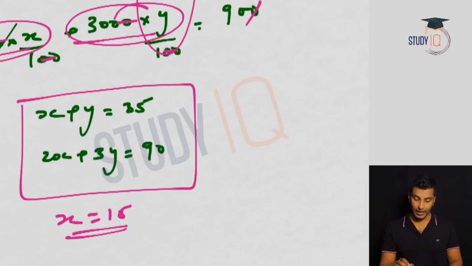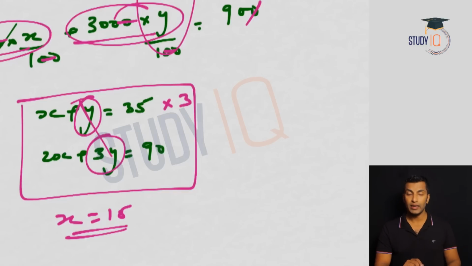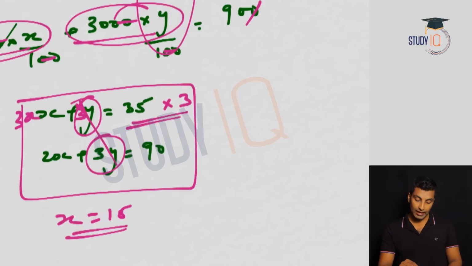You will go for elimination, right? So what you need to do is eliminate Y. How can you eliminate Y? Just multiply this with 3. So this is 3Y, so this will also become 3Y. Once you did this, this becomes 3X. Then this becomes 3Y, so this is getting cancelled out.